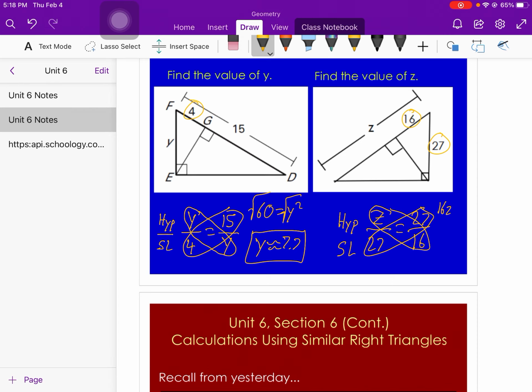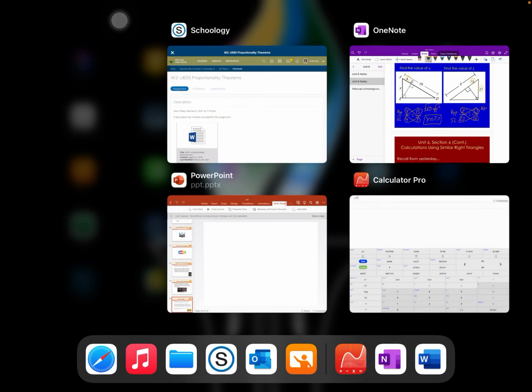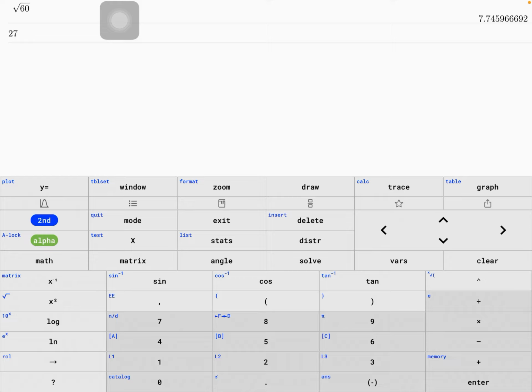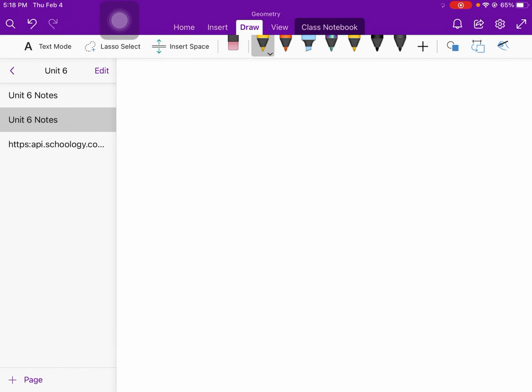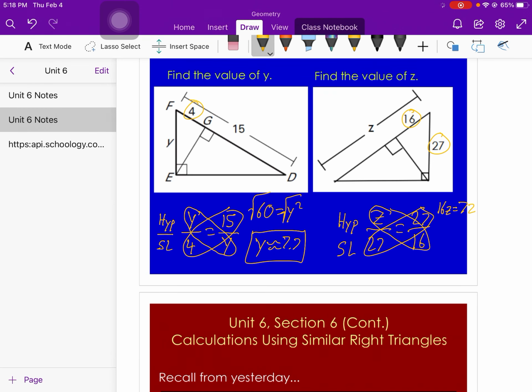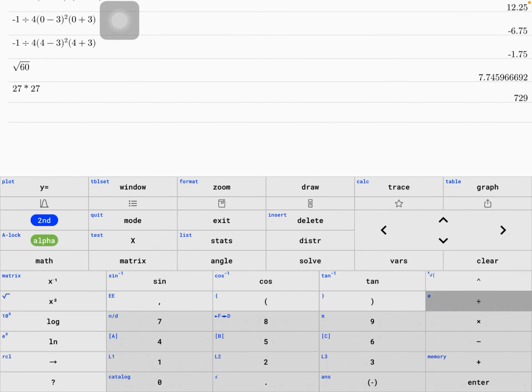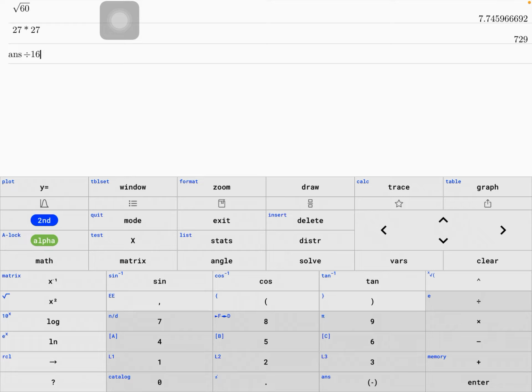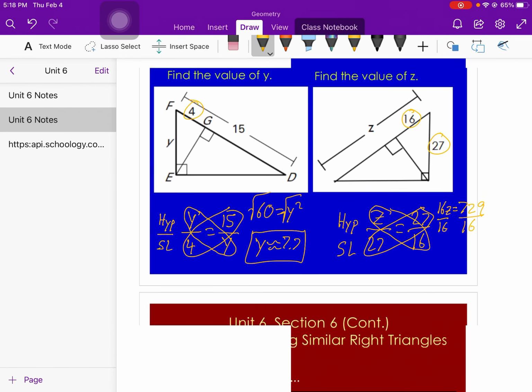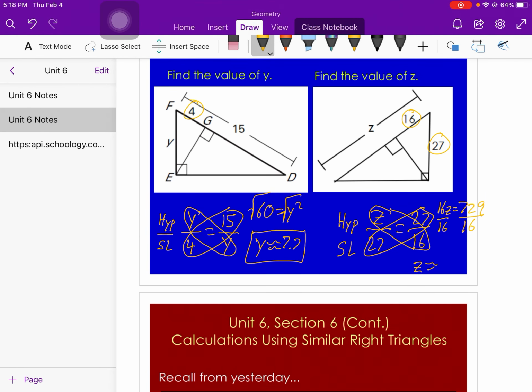So we get 16z equals, I don't know what 27 times 27 is off the top of my head, 729. 729 divided by 16. I'm going to go back to this, divide by 16, and we get 45 point something, which we would round to 45.6. So z is approximately 45.6.